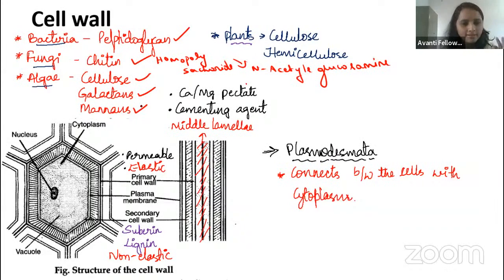Then coming to the plants, guys. So coming to the plant cell wall, we are not going to study the cell wall in detail, we are going to study the plant cell wall here. In the plant, the cell wall is made up of cellulose, hemicellulose and pectin. Okay, guys, cellulose, hemicellulose and pectin.